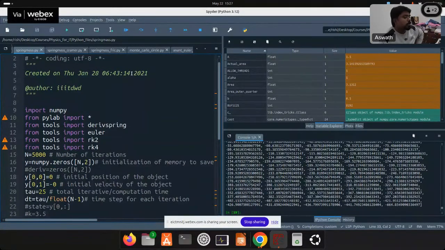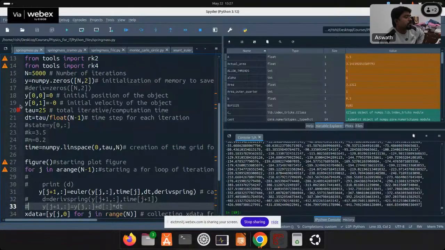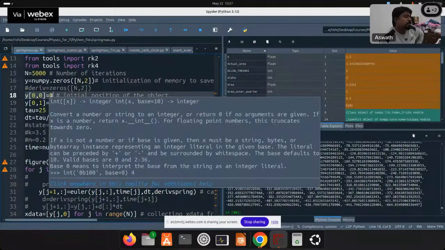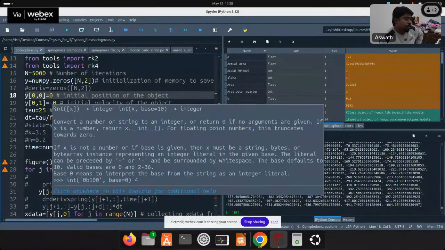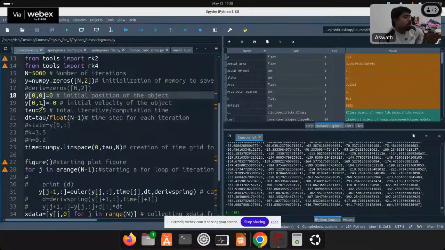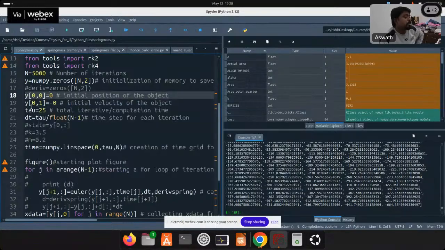If you see now, I have given some initial values. Let's say the system is at position 0, so x is 0, and the initial velocity is also 0. y[0,0] is x, y[0,1] is v. So now I have given initial conditions for the velocity as well as the position.